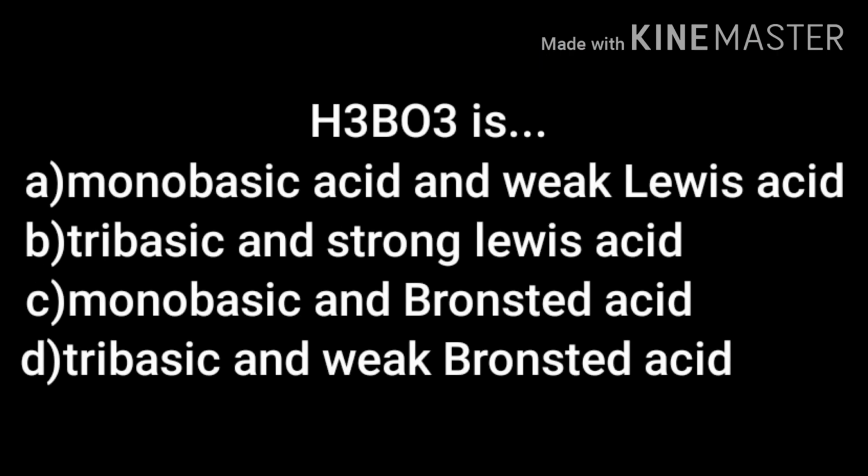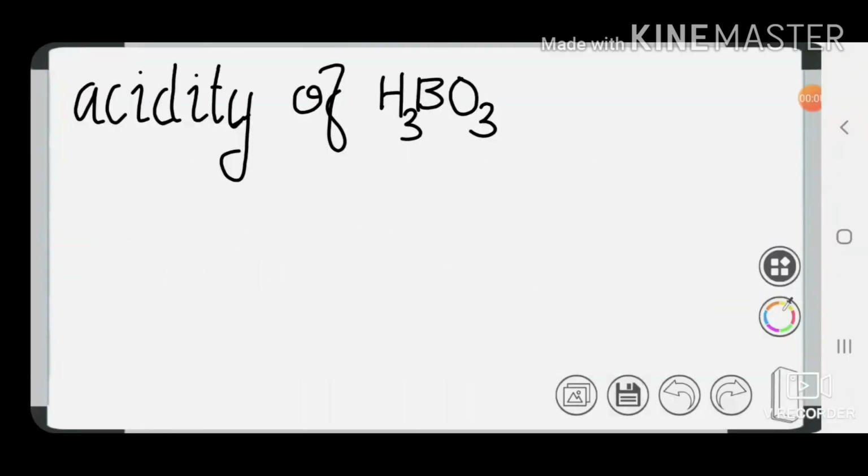The last question in this tutorial is on orthoboric acid. H3BO3 is a monobasic and weak Lewis acid, or tribasic and strong Lewis acid, or monobasic and Bronsted acid, or tribasic and weak Bronsted acid. We want to find the acidity of H3BO3. This can be explained as follows.